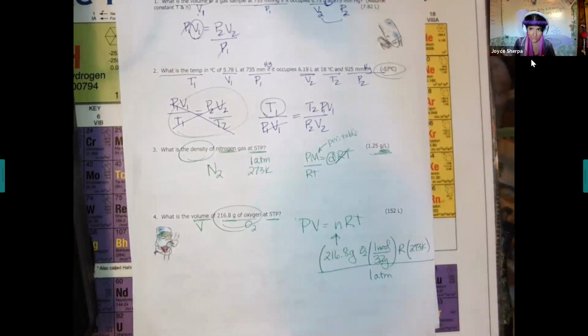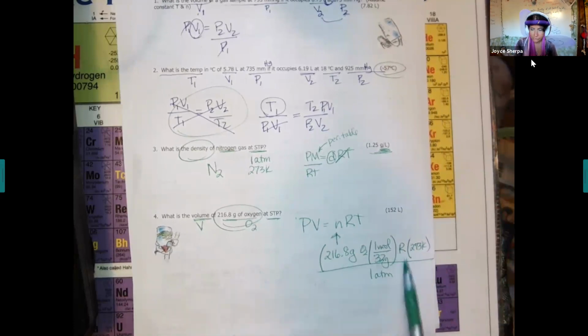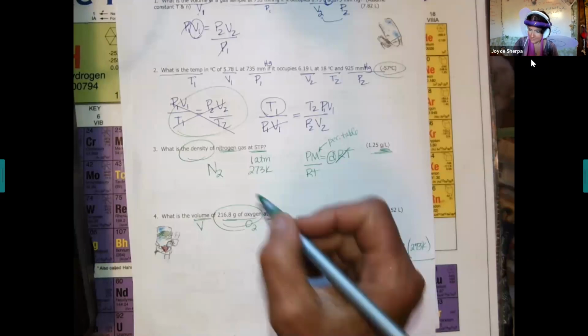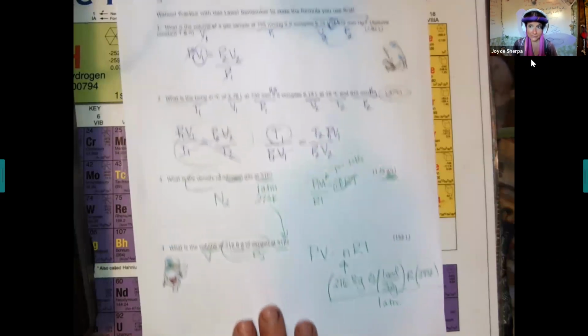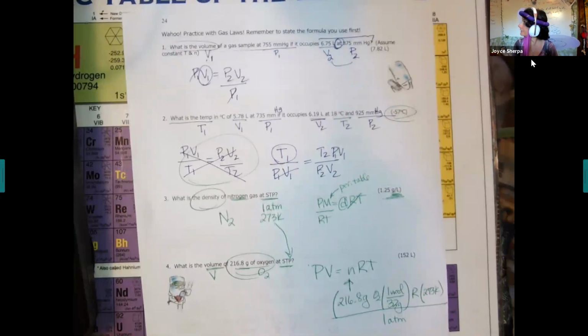So I like to do it all in one setup, or you can make a list over here and show your conversion of grams to moles. And again, STP just means that 1 atm. Any questions for that page?